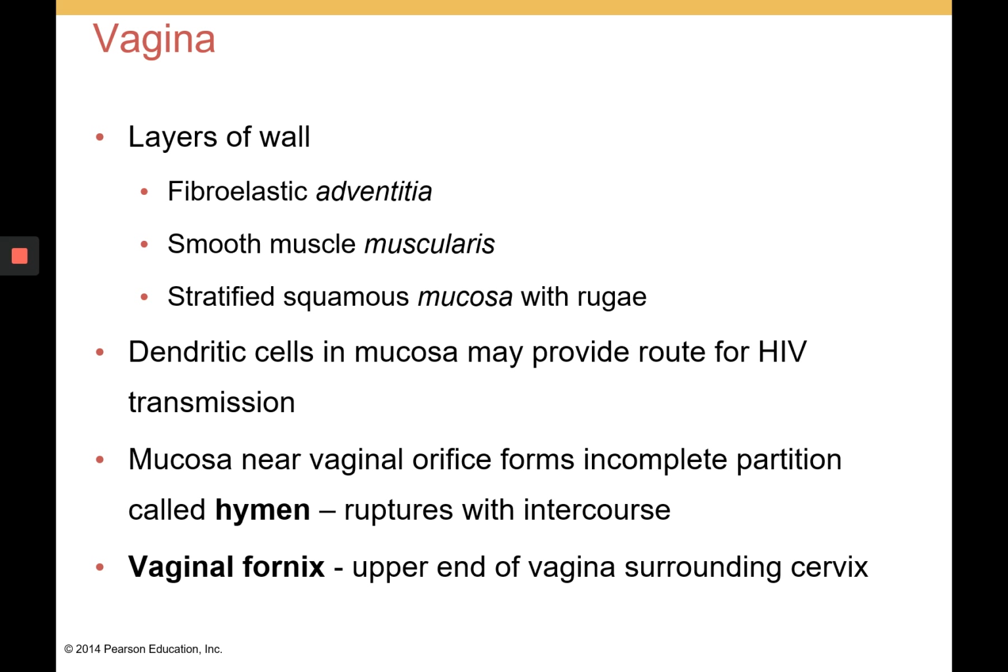Vaginal fornix is a structure that we want to talk about. It's the upper end of the vagina surrounding the cervix. So it's the part of the vagina near the cervical canal. It envelops the part of the cervix that does go into the vagina.